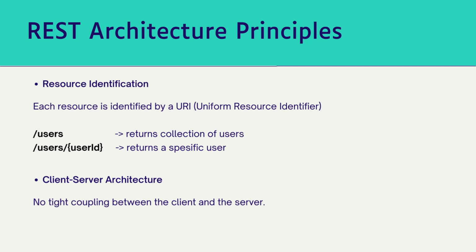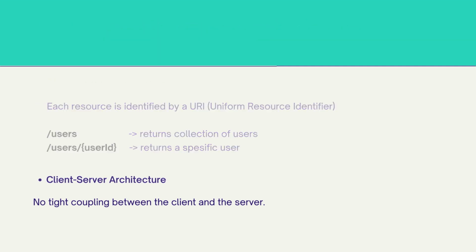Another principle is client-server architecture. The client and server operate independently. The client accesses server resources, but there is no tight coupling between the client and the server. The client doesn't know any backend implementation details, like which database or which programming language is being used. All it needs to know is how to invoke the API services exposed by the server. Similarly, the server doesn't know any front-end implementation details, like whether the client is using React.js, Vue.js, Angular, or pure JavaScript for rendering the user interface.